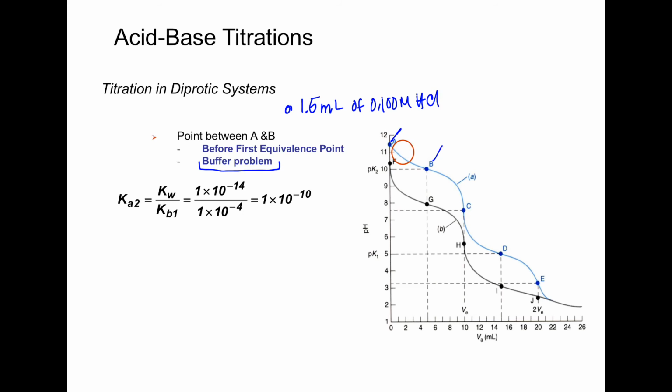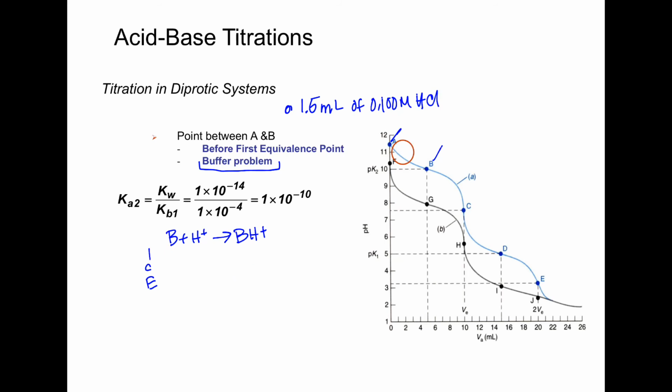So to find that, we need to be able to do an ICE table. It's the same reaction going to its intermediate form. And so what we need to do is figure out at equilibrium what the concentration of the base and the acidic form is, and then we can put that into the Henderson-Hasselbalch equation because it's a buffer.